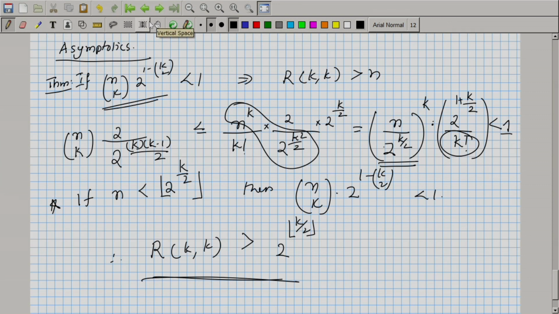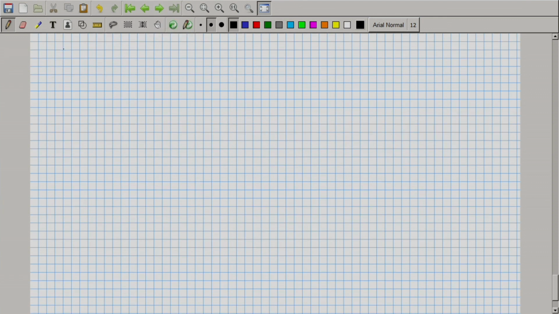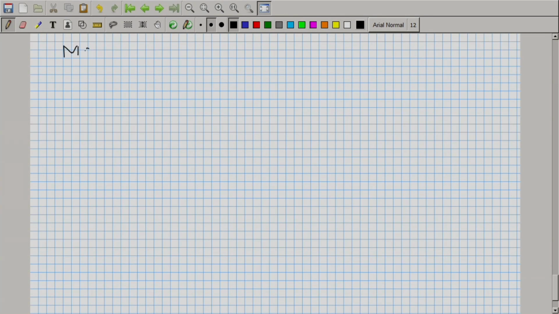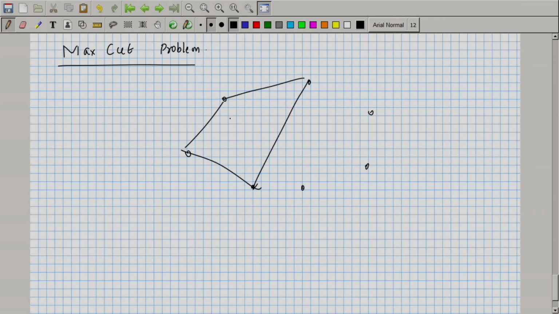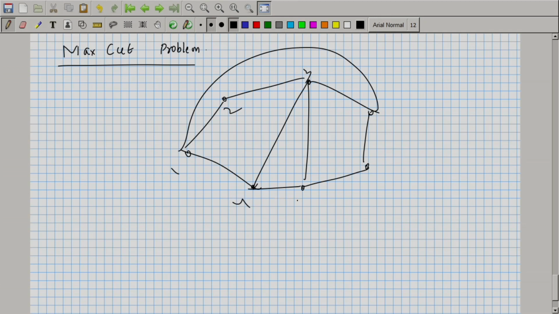So, now we will look at yet another problem. The next problem that we will look at to illustrate the power of the probabilistic method is something called the max cut problem. Okay. So, let us understand what a cut is. Let us take a graph. Okay, so, this is a graph with 1, 2, 3, 4, 5, 6, 7 vertices.